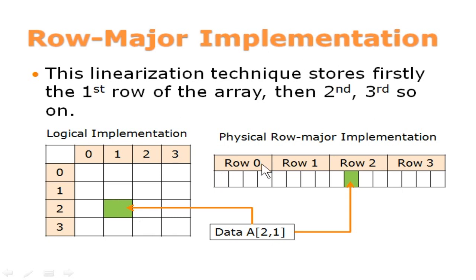For example, A of 2, 1, you can see, locate the position here. Now the physical row major implementation looks like a single dimensional array where you have the first row, then the second row, then the third row. It goes on like that. If the element is to be located, you can see that 2, 1 has been located. It is second row and first column.